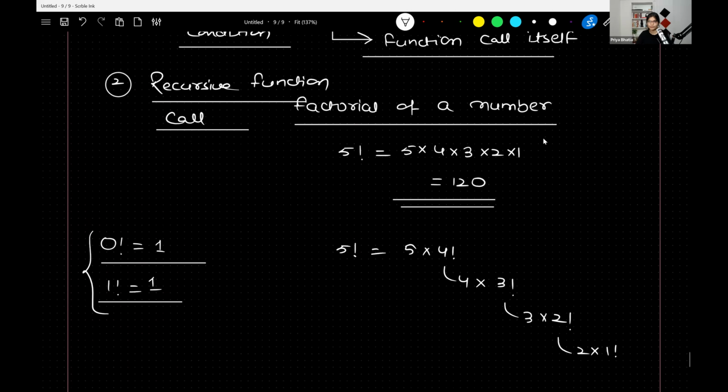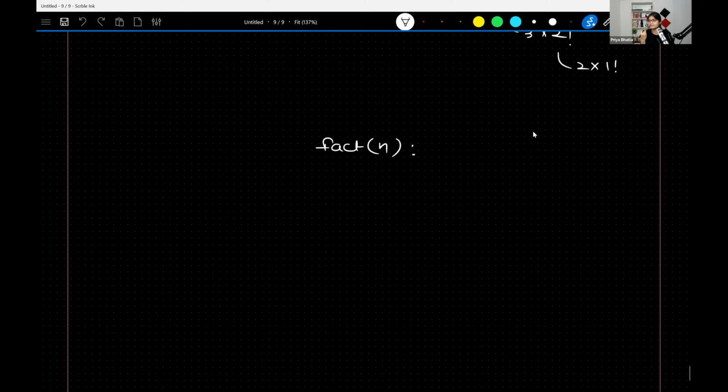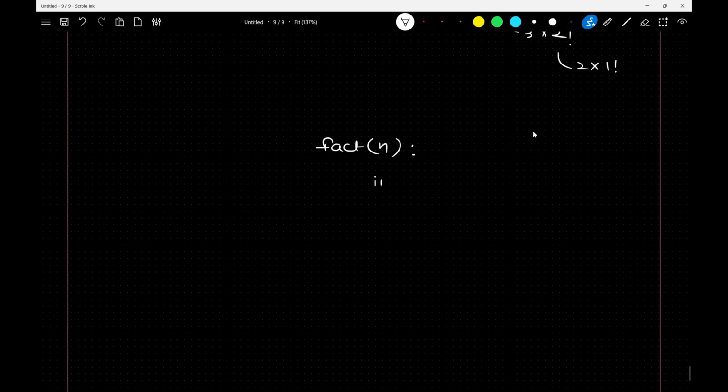For the same problem, if I ask you to write the code for the factorial of n, you will ask, what is the base case condition? For which value of n can I directly return the answer? For 0 and 1. Yes, if the value of n is less than or equal to 1, considering we will have a value not less than 0, then we can directly return the answer as 1.